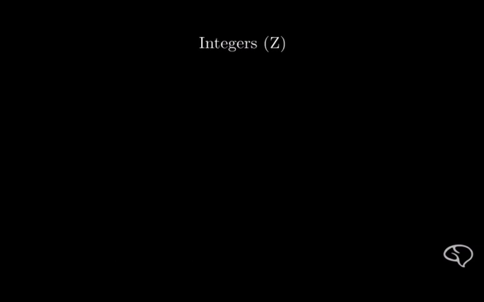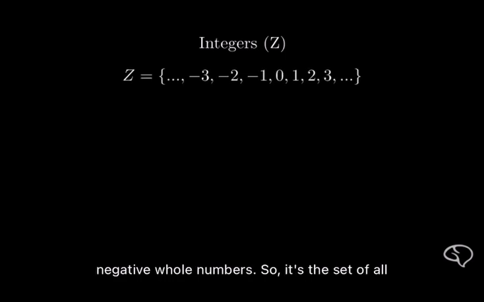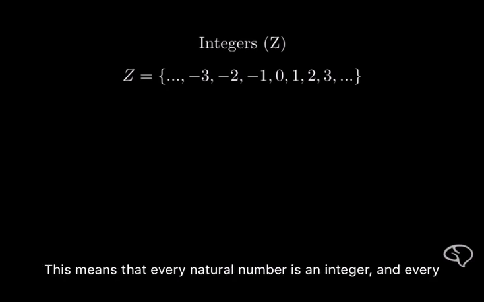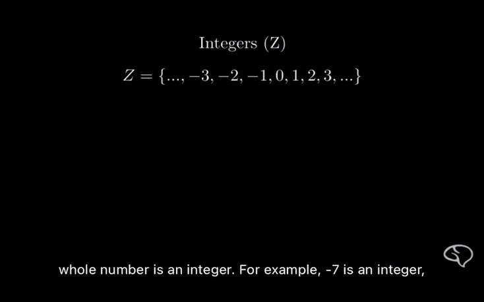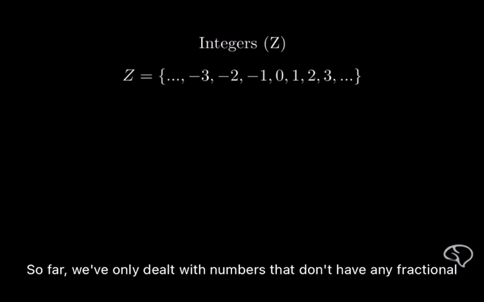We've covered positive numbers and 0. But what about negative numbers? When we add the negative counterparts of the natural numbers to our set of whole numbers, we get the integers. Integers include all the whole numbers, plus all the negative whole numbers. So it's the set of all positive and negative whole numbers, including 0. This means that every natural number is an integer, and every whole number is an integer. For example, -7 is an integer, 0 is an integer, and 12 is an integer.